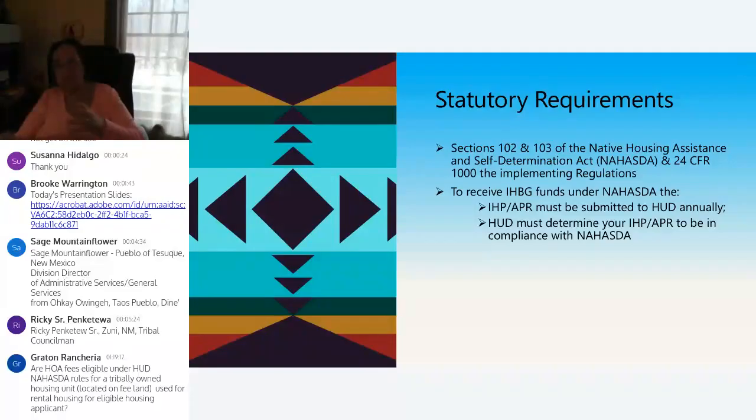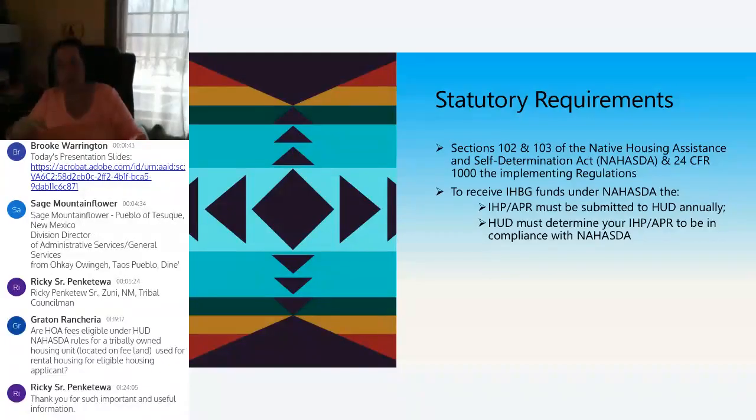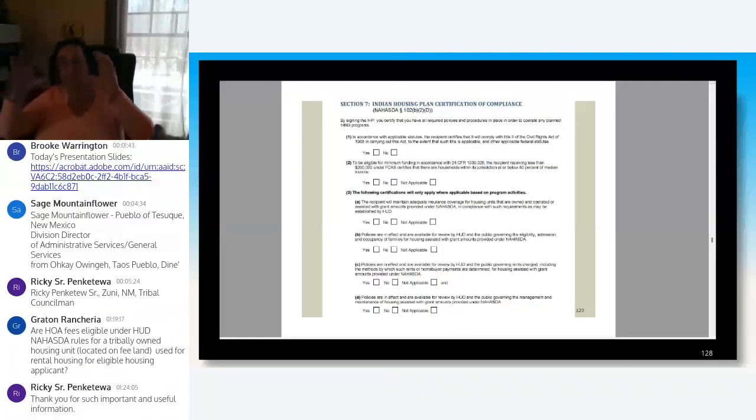So the statutory requirements are found at 102 and 103 of NAHASDA and 24 CFR 1000. To receive our funds under NAHASDA, your IHP and APR has to be submitted annually. HUD must determine your IHP and APR to be in compliance with NAHASDA, and somebody is certifying to the fact, and it's either your tribal council or your board of commissioners is signing off every year saying that you have all of this stuff in place, that you have all of these policies. So you have to make sure that your organization has them.